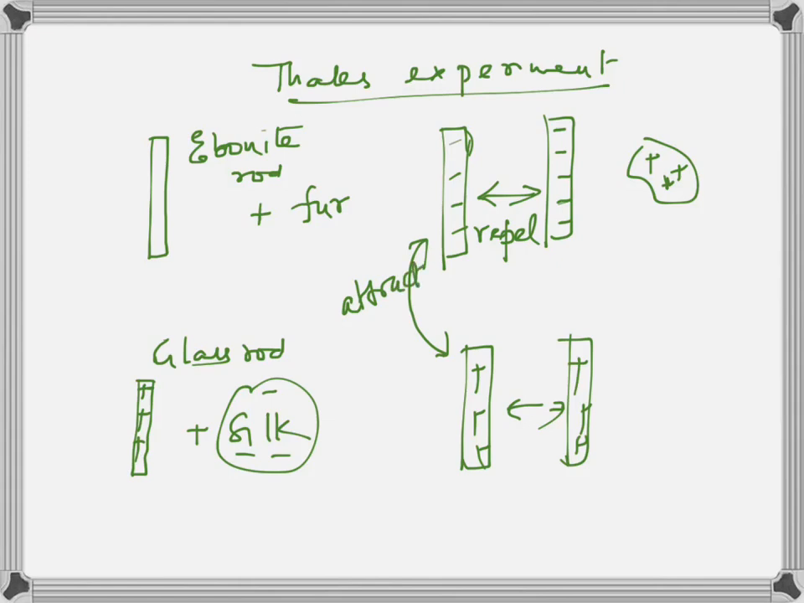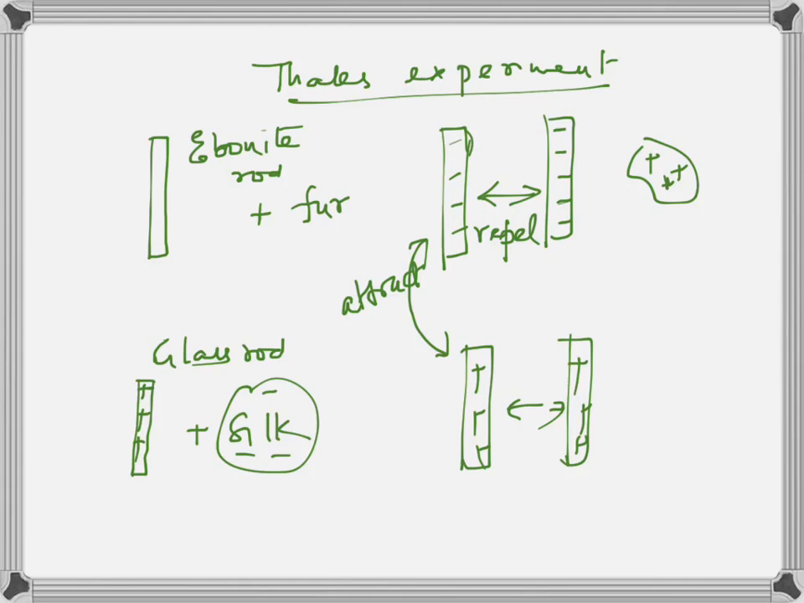If they repelled, the charge on the ebonite and glass rod would have been of the same type. But since it attracted, it should be of different type. If it is the same type, it should repel. But if it is of different type, the glass rod and ebonite rod, which are charged, attract. From this experiment, they came to the conclusion that there are two types of charges, one positive and the other negative. That is how they came to the conclusion using this experiment.